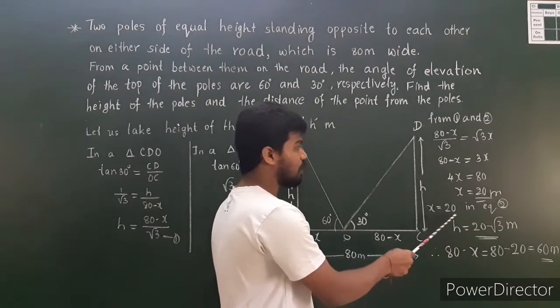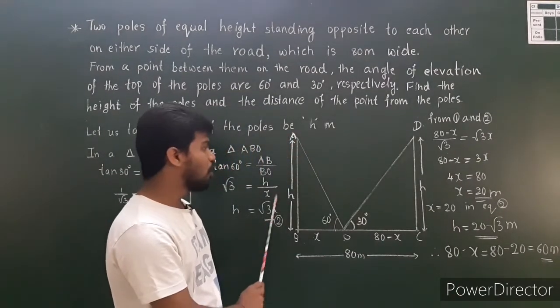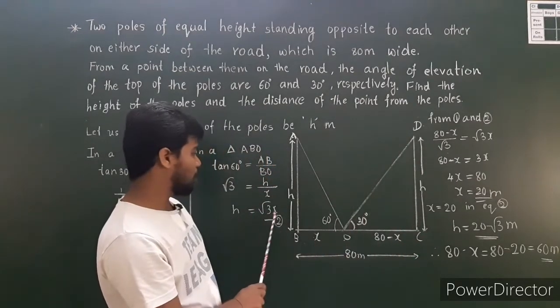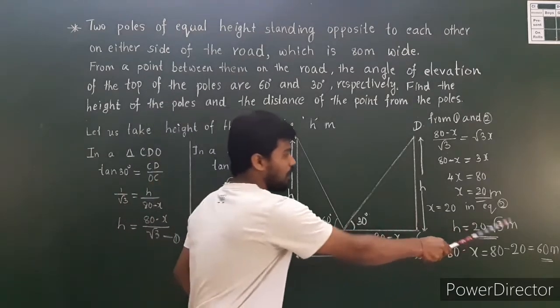So substitute X equal to 20 in equation 2. So this is equation 2. You get H is equal to, in the place of X you write 20, 20 root 3 meters.